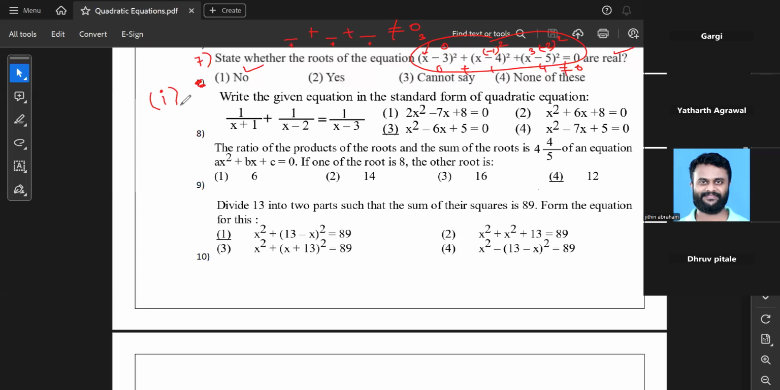Yes, sir. But if the power was raised to 3, then it could be possible. Yes, it could have been possible. But the point is, in this question, it is not possible. I'm not saying that generally it is not possible. I'm saying that only for this particular question, it is not possible.